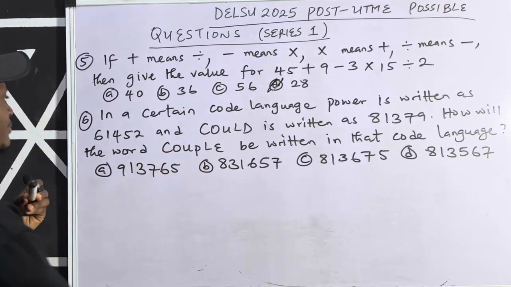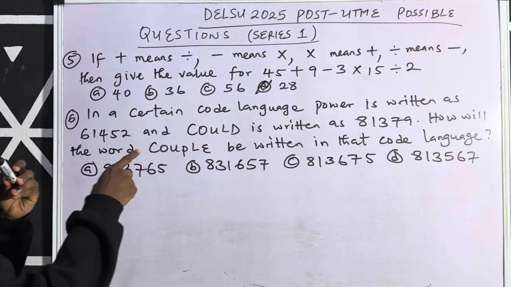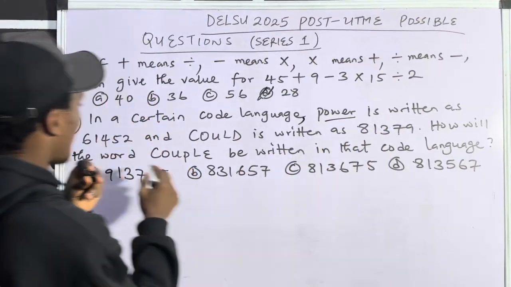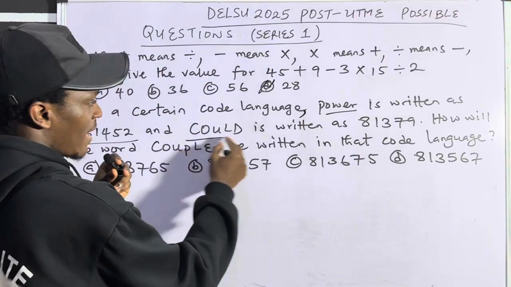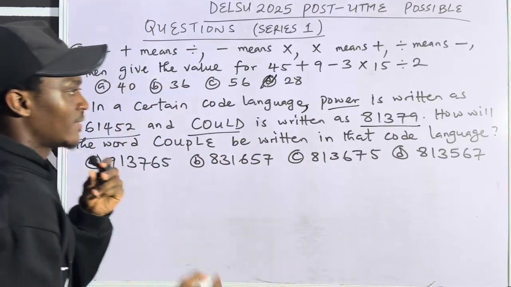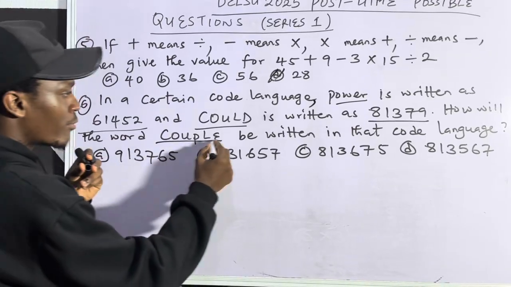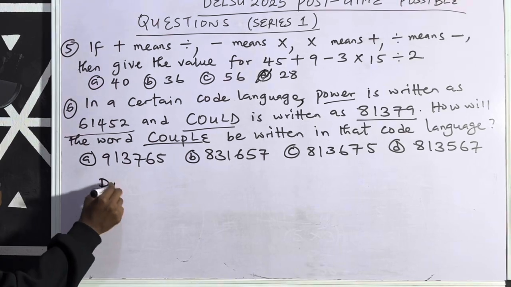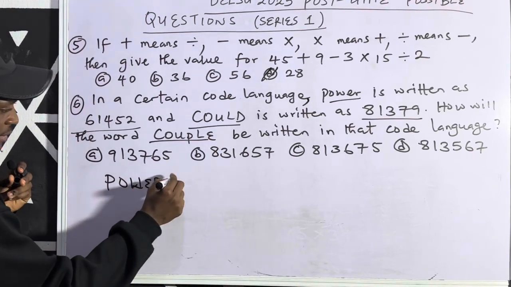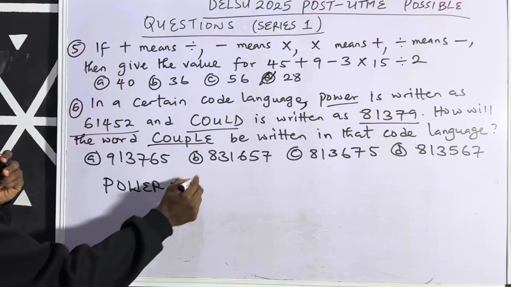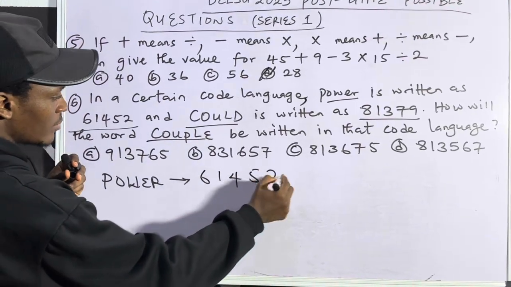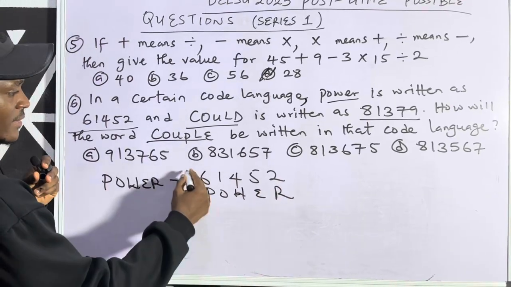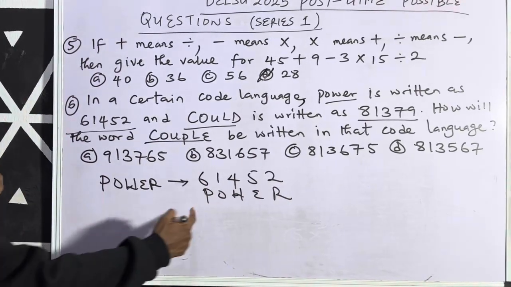Then the last question, question 6. In a certain code language, power is written as this and could is written as this. How will the word couple be written in that code language? Now, power is written as this, which is 61452. What does this mean? It means POWER. These are the representations of these letters.